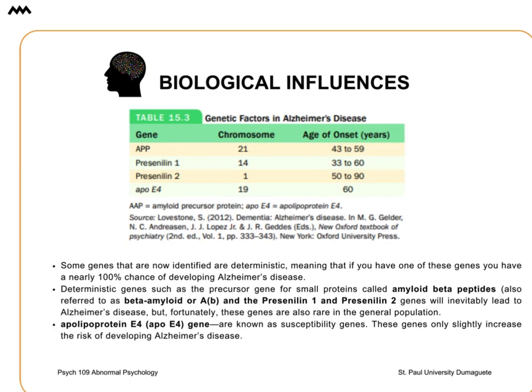We have the deterministic genes such as the precursor gene for small proteins called amyloid beta, presenilin 1, and presenilin 2, which will inevitably lead to Alzheimer's disease. But unfortunately, these are rare in the general population. For treatment purposes, that means that even if researchers can find a way to prevent these genes from leading to Alzheimer's disease, it will only help a relatively small number of people. So we have there the amyloid beta peptides.